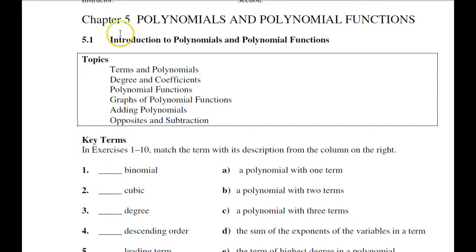We're going on now to Chapter 5, which is our last chapter that we cover in Math 100. We're going to do the first 6 topics. So here we're doing Introduction to Polynomials and Polynomial Functions. So we'll be dealing with the terms of polynomials, degree and coefficients, polynomial functions, graphs of polynomial functions.